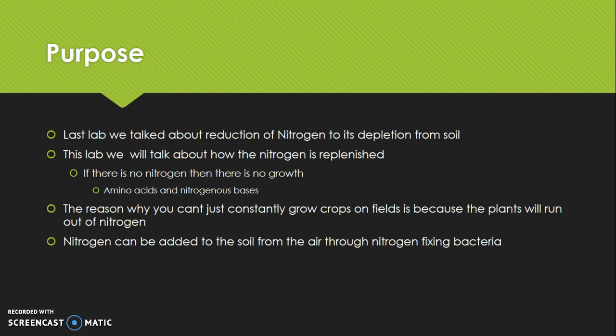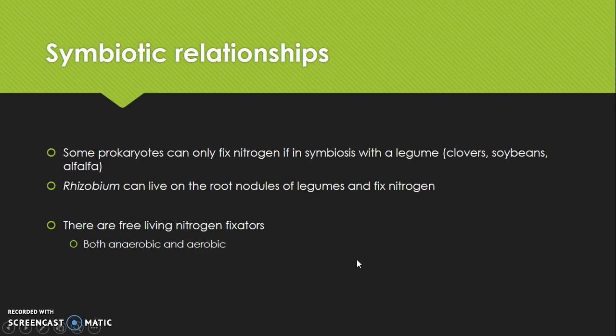So the way that we add nitrogen to the soil is by taking nitrogen that's in the air, that N2, and fixing it as ammonia. All right, and we'll talk about that. So what happens is that you can have a symbiotic relationship. So some prokaryotes can fix nitrogen, but they have to be in a symbiotic relationship with legumes.